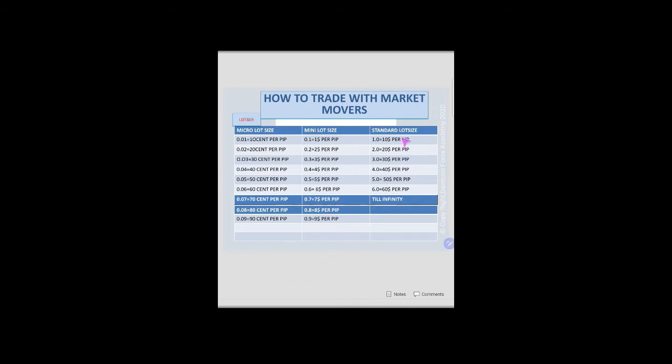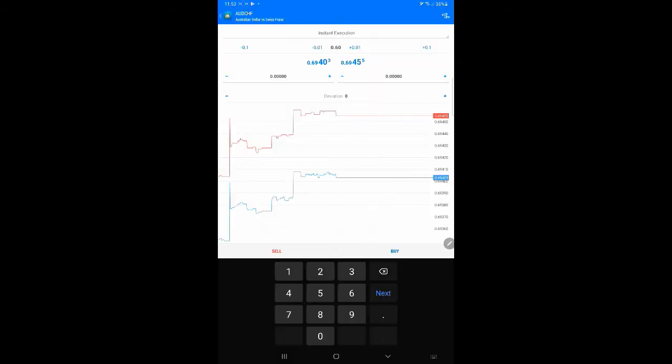Alright, so we'll have on the standard category 1.0 till infinity. If I use 1.0, I'll be making $10 per pip. So I put 1.0 here.